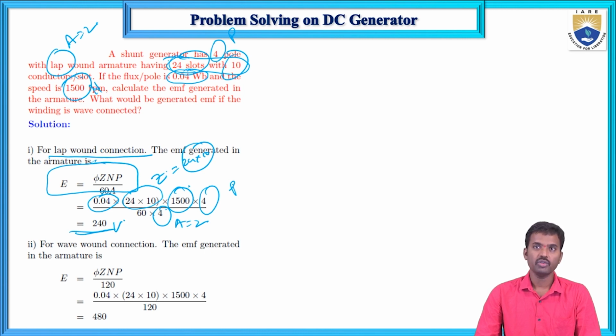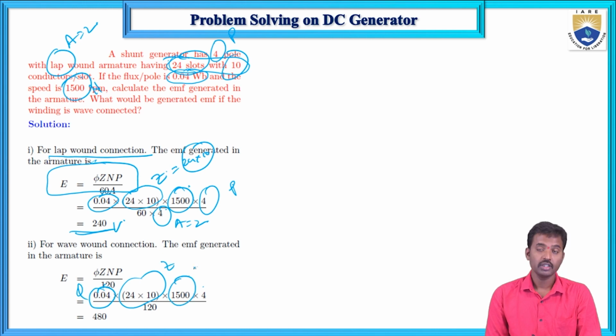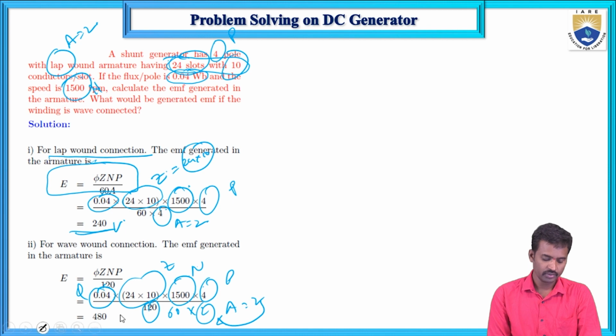So now what would be the generated EMF if it is wave connected? Same thing here. If it is wave connected, flux per pole φ, Z, and this one is N, and this is number of poles here, 60 into 2, A equals 2. And this value is 480 volts.